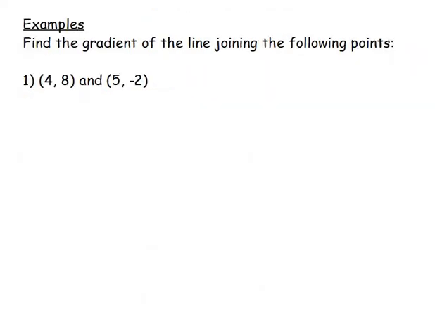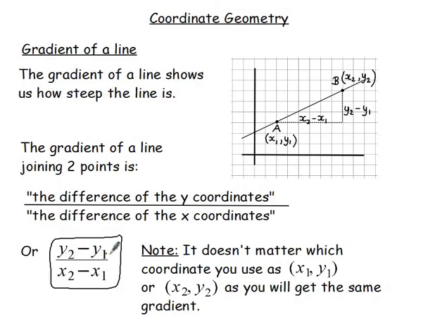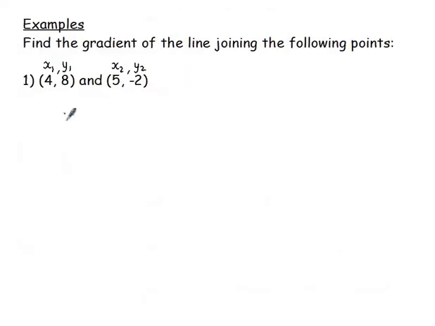So here we're going to have a look at some examples. It says find the gradient of the line joining the following points. For the first example, we have (4, 8) and (5, -2). Remember, with a coordinate, we always have an x and a y value. As this is our first coordinate, we're going to call this one x1, y1. And for this one, we'll call it x2, y2. And don't forget your formula for the gradient that was shown on the page before: y2 take away y1 over x2 take away x1. We're going to write that down to help us.